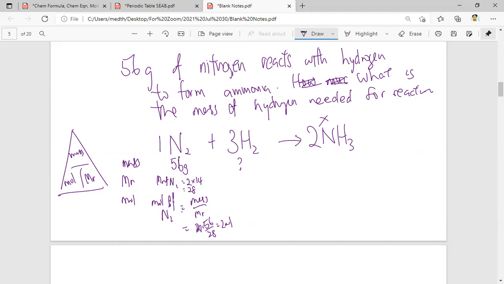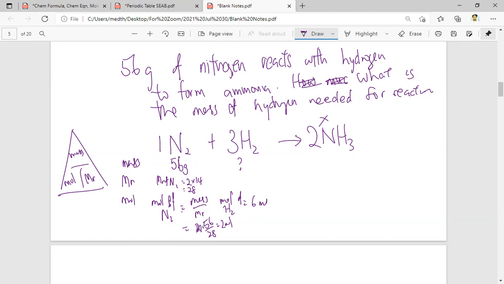So if I have 2 moles of N2, imagine if I put a 2 here, how many H2 am I supposed to have? Based on logic, you realize that the ratio is 1 is to 3. So if I have 2 moles here, that means the mole of H2 must be equal to 6, because the ratio is 1 is to 3, right? So 1 N2 will give me 3 H2.